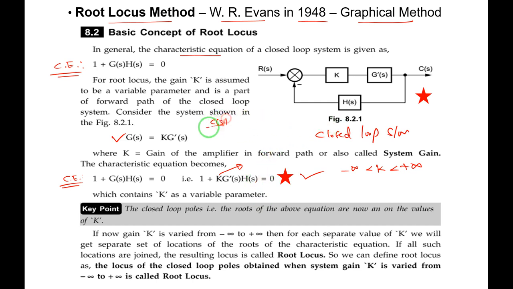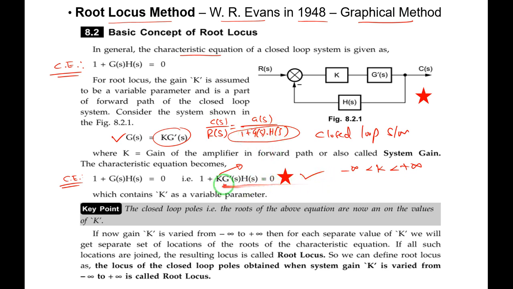C of s by R of s, the transfer function, I will write G of s divided by 1 plus G of s into H of s. Is it fine? And here G of s is K into G dash of s, you know it, right? This denominator polynomial we call the characteristic equation, and the roots of the characteristic equation are nothing but the poles of the closed loop system. I hope you are getting it, right?